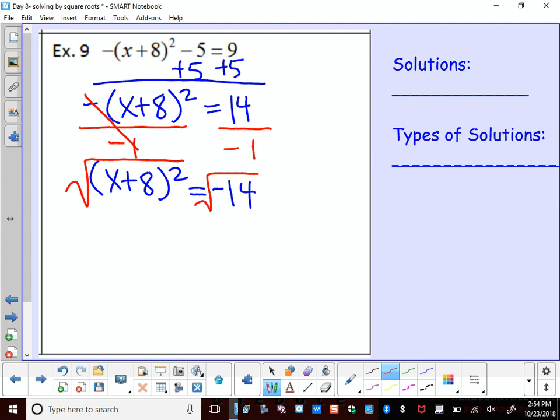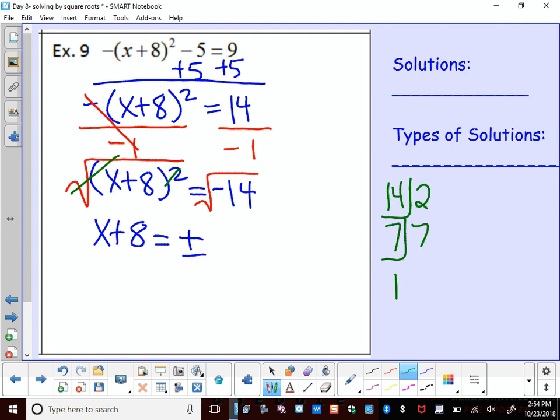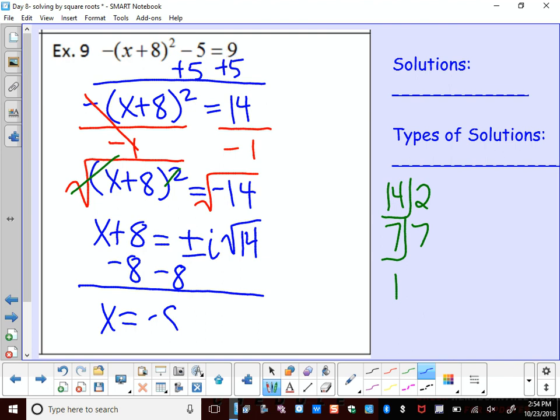I take the square root of both. My square and square root cancel out, so I have x plus 8 is equal to plus or minus, let's see, 14 can reduce, right? Wait, no it can't. 14 just stays, but the i can come out. So when I subtract 8 from both sides, your answer is x equals negative 8 plus or minus i root 14.